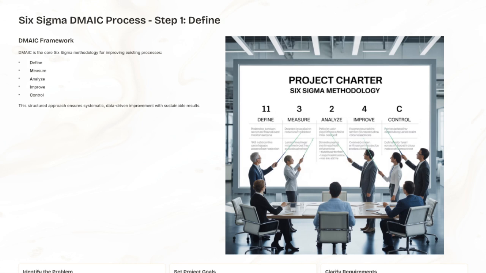The structured approach we're discussing, covering defining, measuring, analyzing, improving, and controlling, ensures our improvements are systematic and data-driven. This method leads to sustainable results that stand the test of time. Now, focusing on the DMAIC framework, which is central to Six Sigma, it's a step-by-step process for improving existing processes. Starting with define, we set the foundation by understanding what needs to be improved and what success looks like.